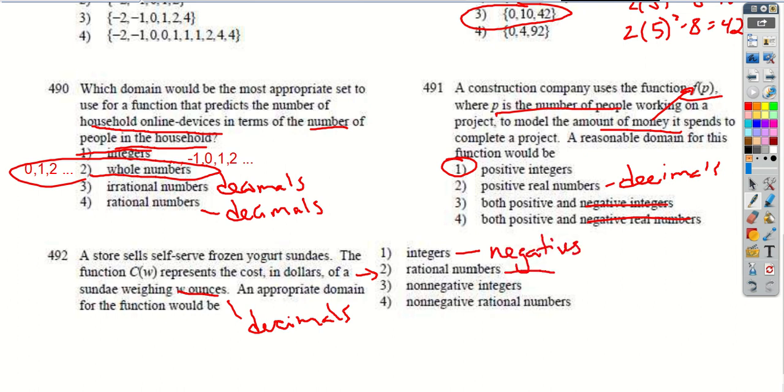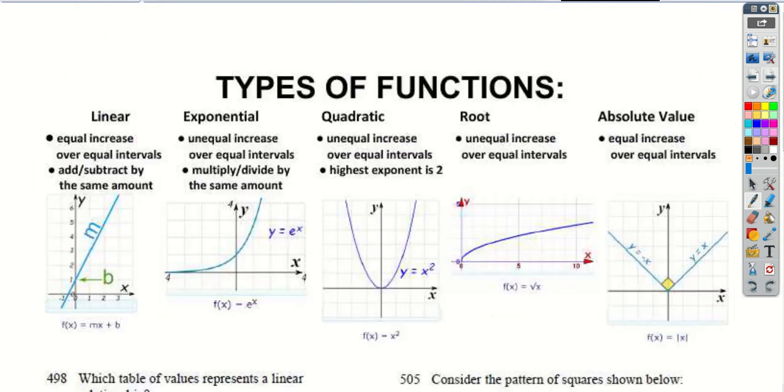Rational numbers would not be okay because once again, that includes negatives. Non-negative integers, this might be okay, but there's no fractions. So this really isn't the best option. But non-negative radicals, this would be the best. This is okay to use. It's got decimals, right? Doesn't just have to be whole numbers. This is essentially just whole numbers only. All right. On to the next page, people.